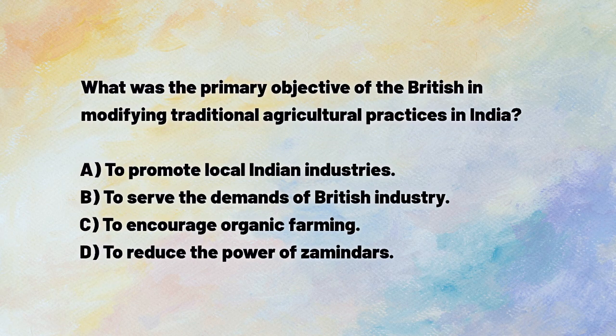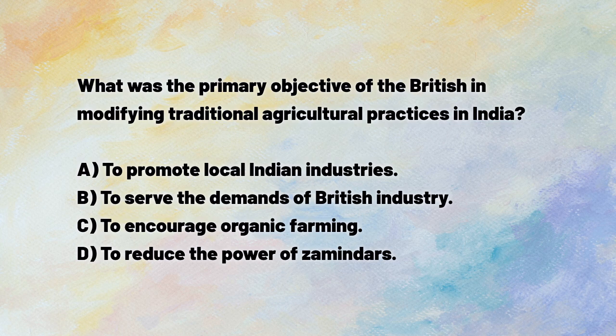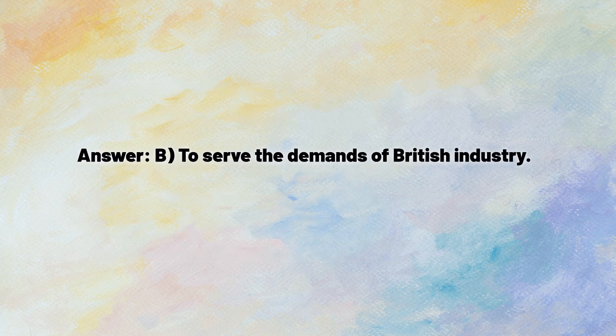What was the primary objective of the British in modifying traditional agricultural practices in India? A. to promote local Indian industries, b. to serve the demands of British industry, c. to encourage organic farming, d. to reduce the power of zamindars. Answer: b. to serve the demands of British industry.